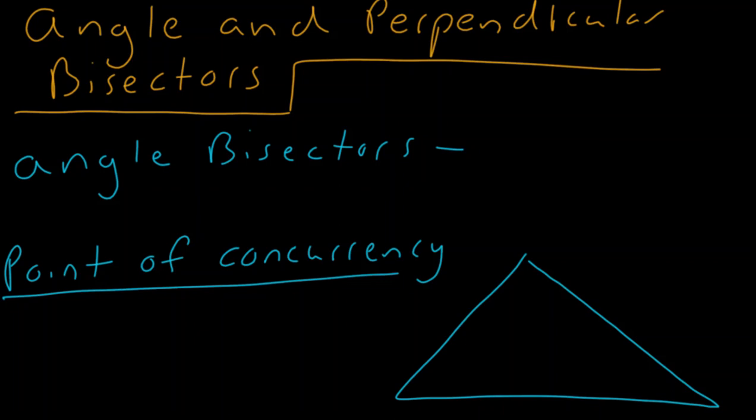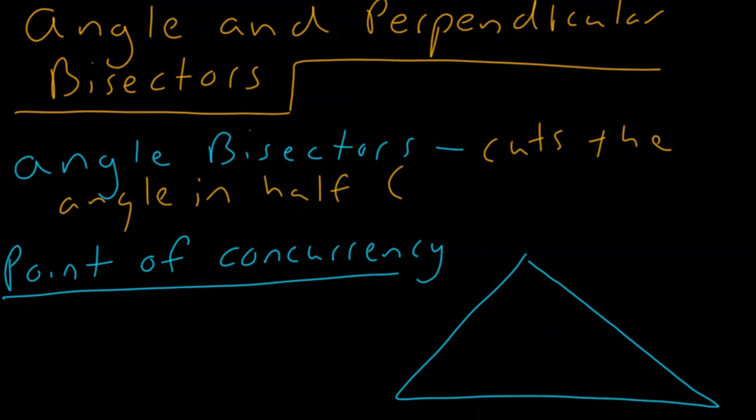What if I have a triangle, and inside that triangle we have three angle bisectors? Well, the first question is, what is an angle bisector? Well, it cuts the angle in half. Now, a better way to say it would be to say it cuts it into two congruent angles, but I kind of like just the more everyday definition a little bit better.